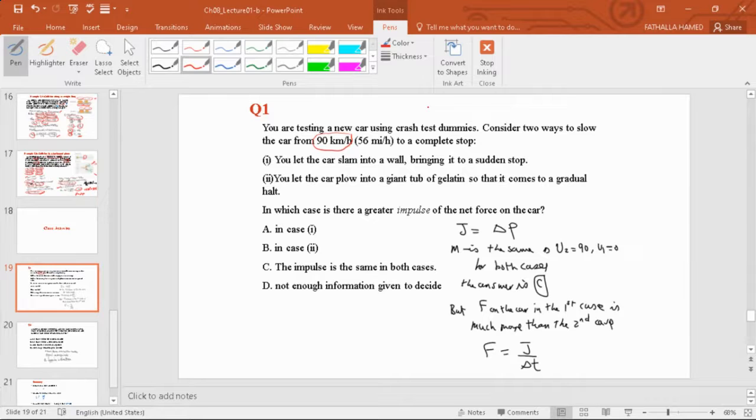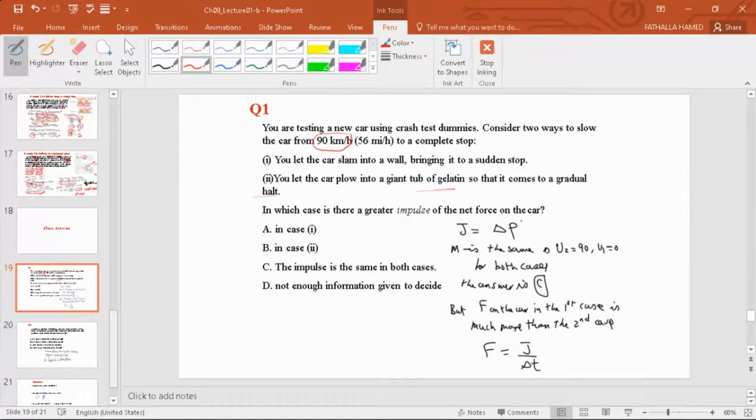They give you 2 situations. You let the car slam into the wall, bringing it to a sudden stop, and you let the car plow into a giant tub of gelatin so that it comes to a gradual halt. It will do it slowly. In which case is there a greater impulse of the net force on the car?